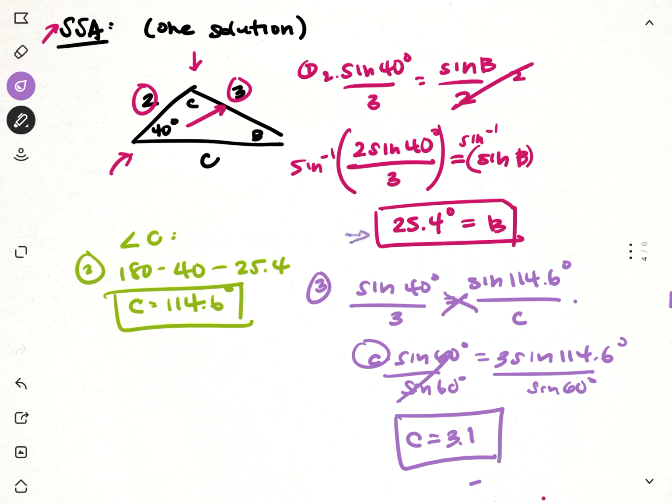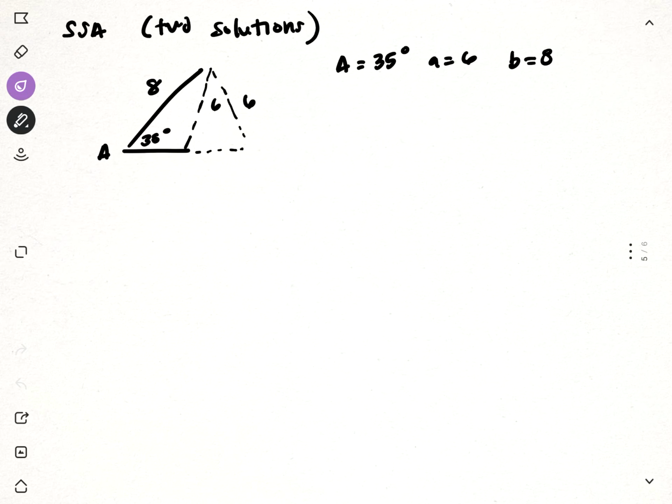Okay, so just a brief check just to make sure our numbers that we get make sense. All right, so this is a good one. It solved pretty easily. There was no weirdness going on. But if we take a look at the next one, so say we've been given that A is 35 degrees, little a is 6, and B is 8. So I kind of drew out what this might look like.